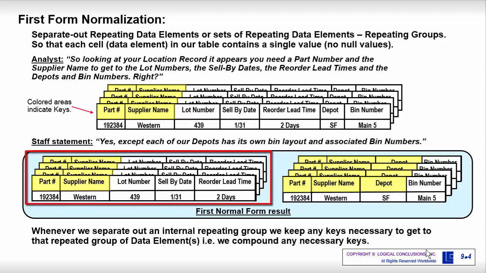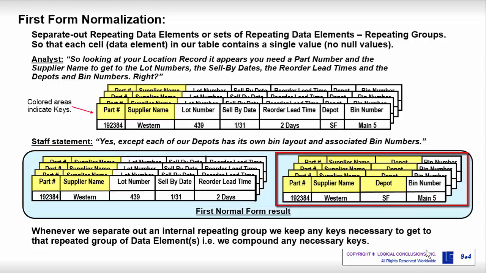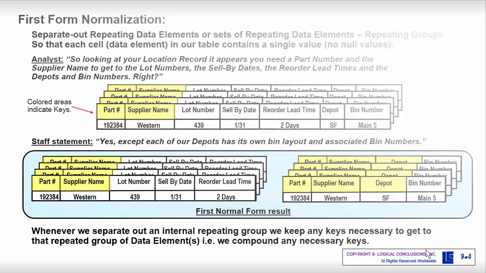The one on the left shows that we need part number and supplier name to get to lot number, sell-by date, and reorder lead time. The one on the right shows that we need a compound key of part number, supplier name and depot to get to the bin number. Even though some key data elements are shown twice, there's not really any redundancy, as they may turn out to be pointers. Remember my invisible strings in the relationship section?